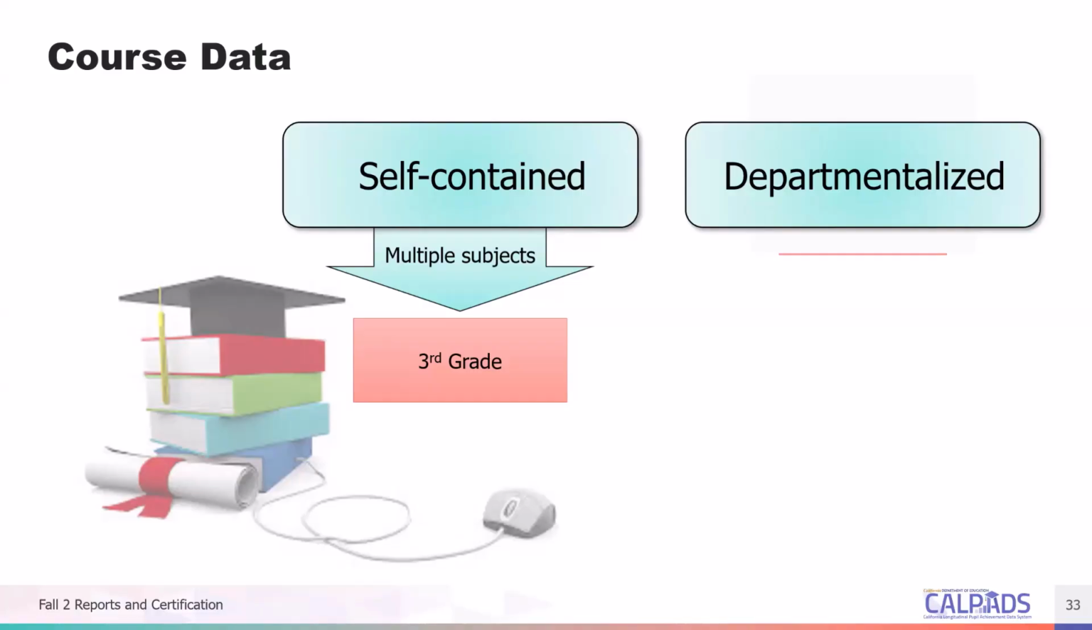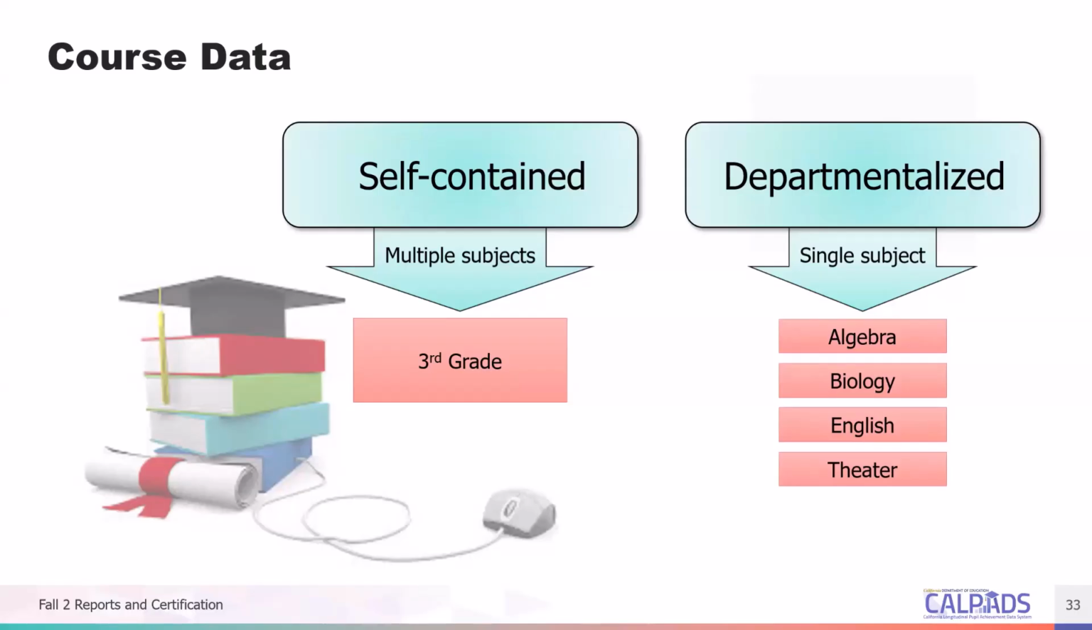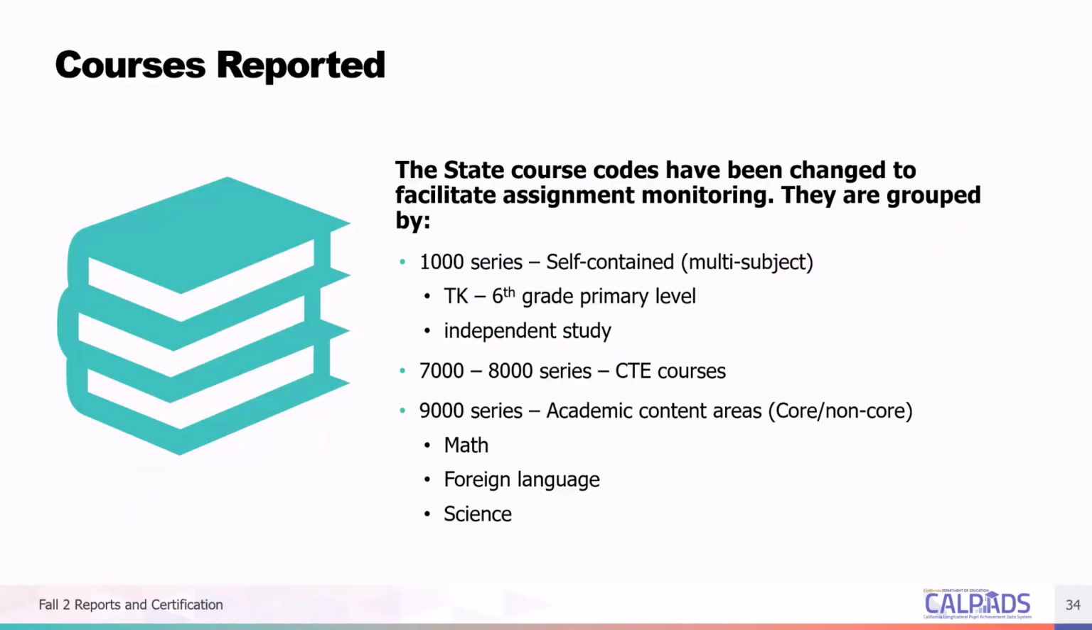Departmentalized courses we associate with secondary level courses. These are single subject courses. They usually have specific academic content like algebra, biology, English, or theater. Any course that's not state course code 1000 is a departmentalized course. All multiple subject courses, regardless of grade level, regardless of subjects, are self-contained courses, 1000.